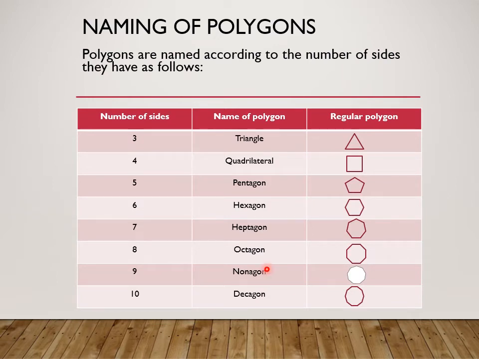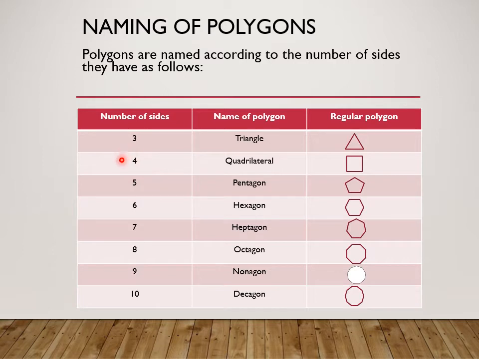So we look at how polygons are named. Polygons are named according to the number of sides they have. We look at some of them on this table here. When a polygon has 3 sides, it is called a triangle. And if it's a regular polygon, this is the shape. This triangle has 3 equal sides. You can remember we called it an equilateral triangle.